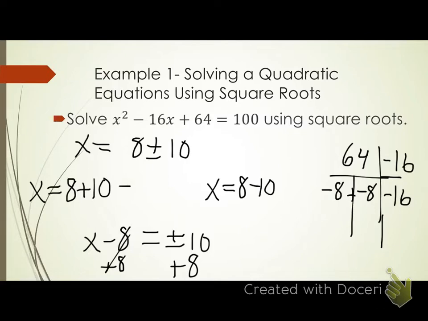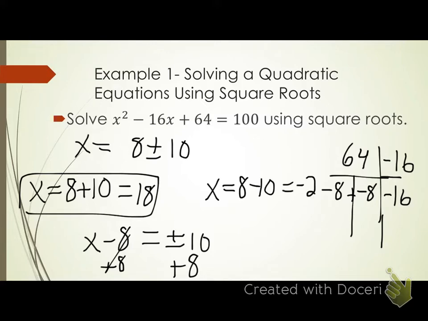So what's 8 plus 10? 18. So 18 is one of my solutions. What's 8 minus 10? Negative 2. So negative 2 is my other solution. Any questions there? We okay with that?